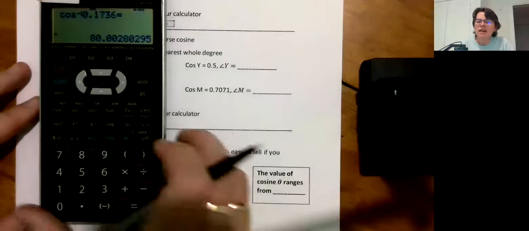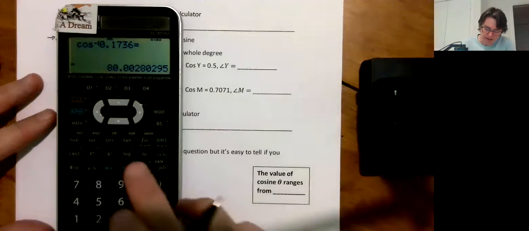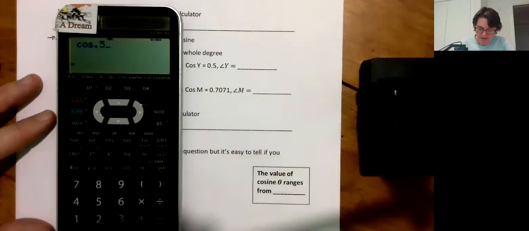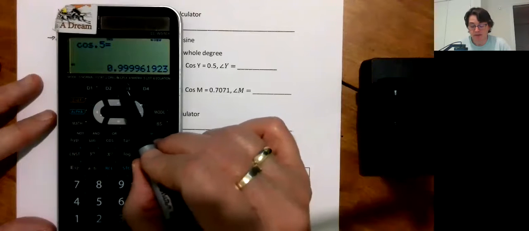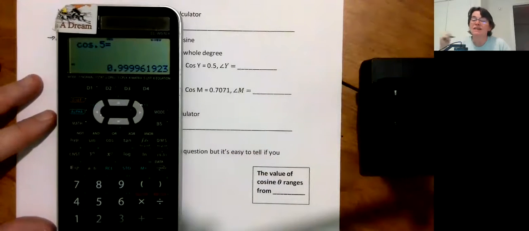Sometimes students are like, I can't remember whether I'm supposed to hit the inverse or not. Well, here's what happens. Let's just say I go cos 0.5. I get 0.99999. Basically I get 1. You're not really going to get any question where your angle is 1 or less than 1 degree. So odds are with that one you hit the wrong button.